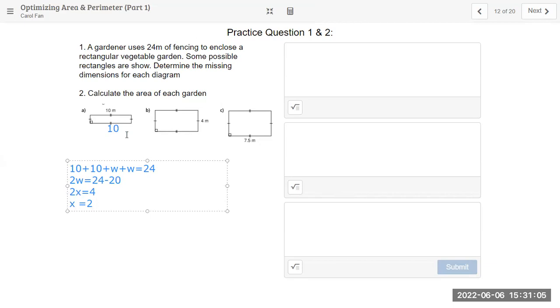Another way is to do it intuitively because you know that these two together add up to 20. And so I've got 4 units left. And the 4 has to be divided 2 ways into 2 parts. So I have a 10 by 2. Okay, so you're using that to figure out the missing sides. Then you're going to calculate the area for each garden. And that's question number 1 here.